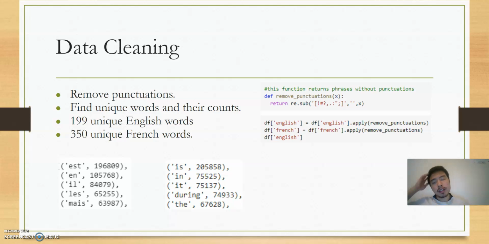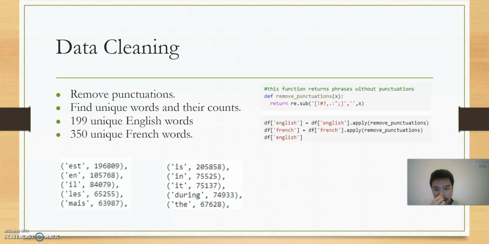And then after the importation, I did some data cleaning. I removed the punctuation from the English and French phrases, and I found that there are 199 unique English words and 350 unique French words in my dataset. At the bottom, you can see the top 5 most used French and English words. The most common English word was used more than 200,000 times.